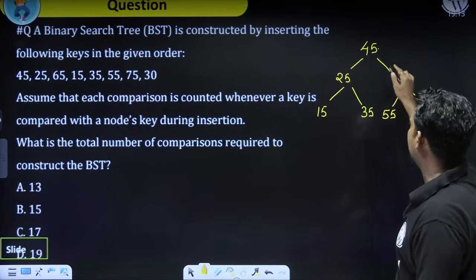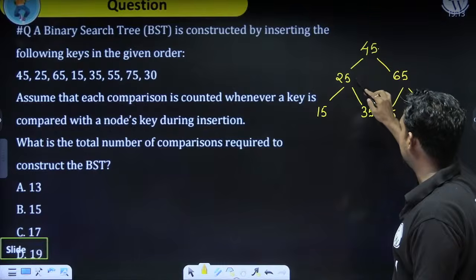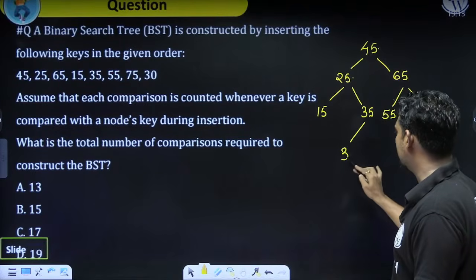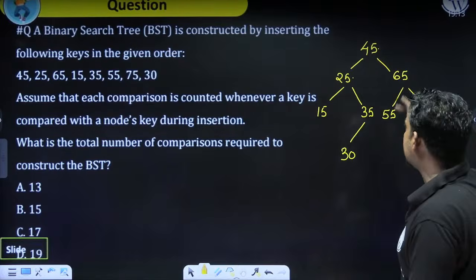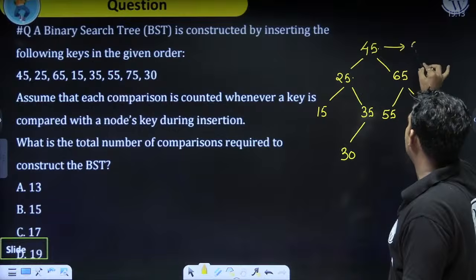So 30 will go where? 30 will be lesser, greater, lesser. So 30 will settle here. Let me count it now. Let me say the answer. I say root does not require any comparison. So I'll write here 0.